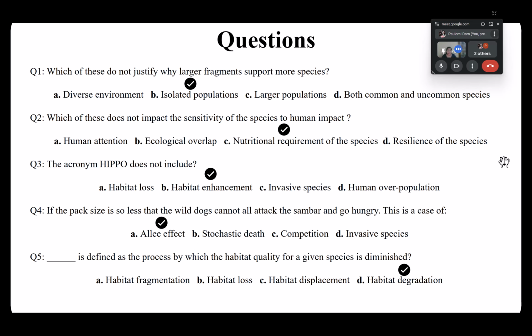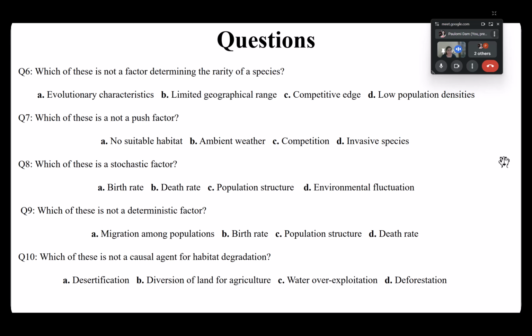And the last one is, dash is the process by which habitat quality is diminished. So whenever there is a quality problem, it is about the degradation of the habitat. So we will discuss all these four in the next chapter. But all these four concepts have their own meaning, where degradation means anything which is to do with quality. Right? Okay, moving on to the last 5 questions for this lecture.